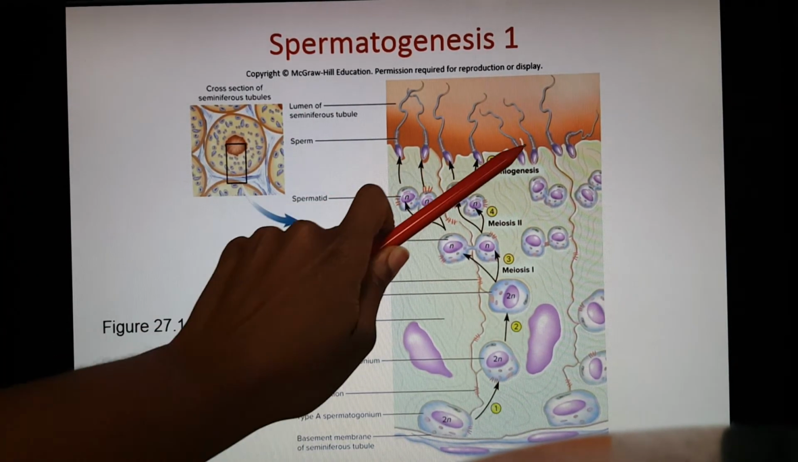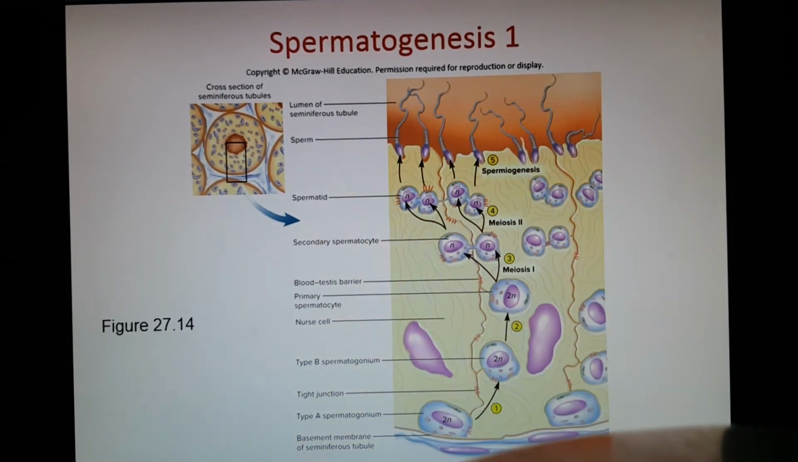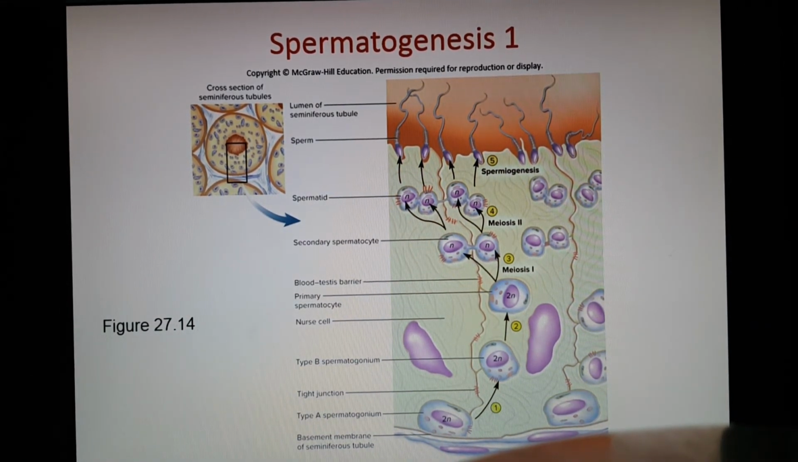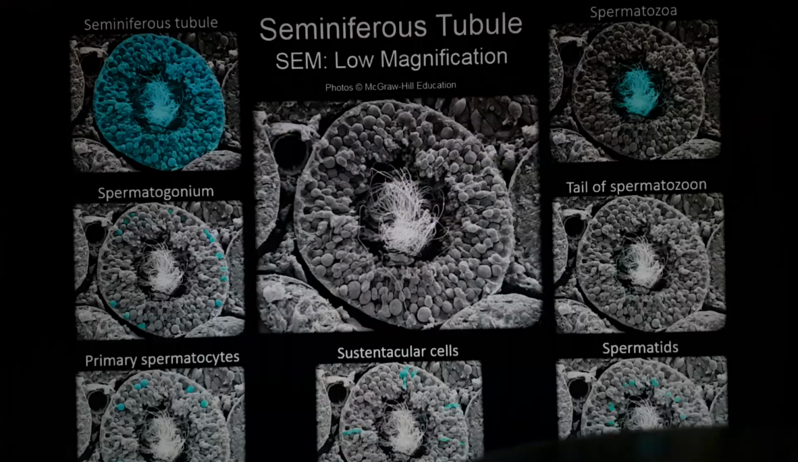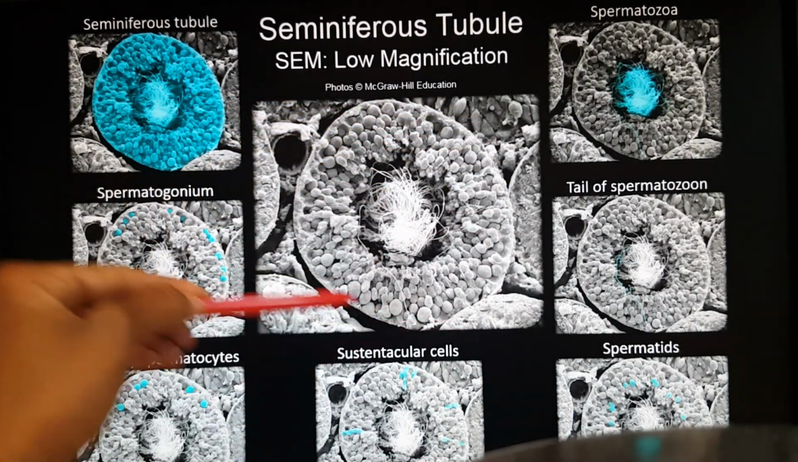So here, this orange area is that open lumen in the seminiferous tube where those tails are sticking out, and I'm going to show you a picture of that in a second. So here's our seminiferous tubule.